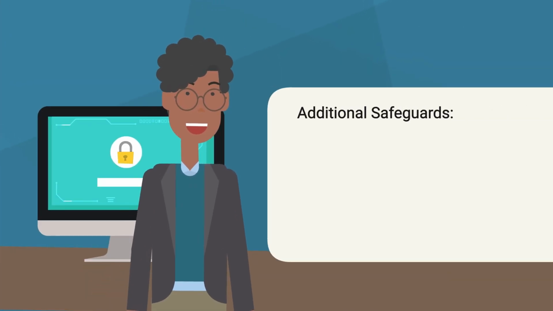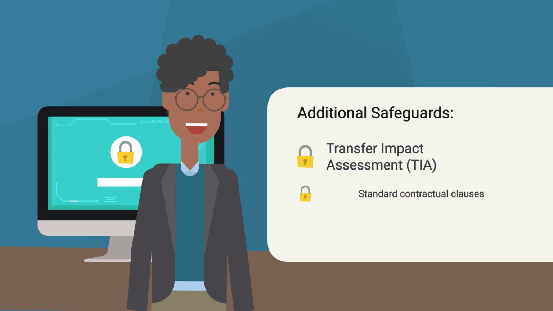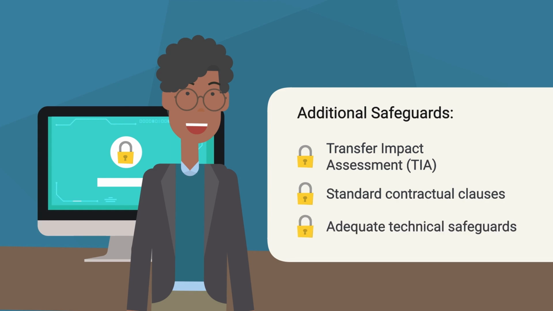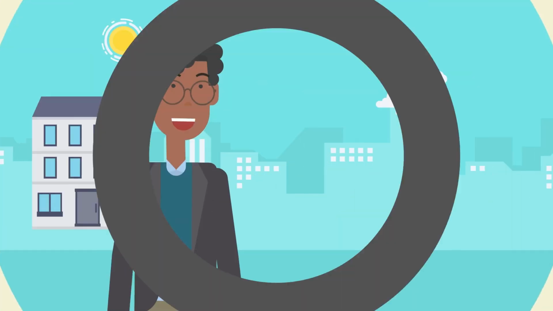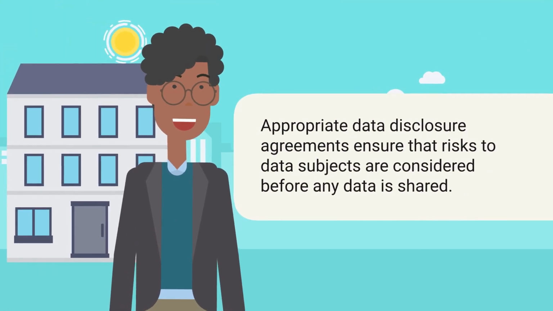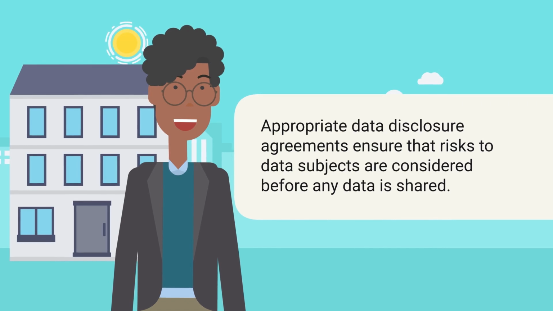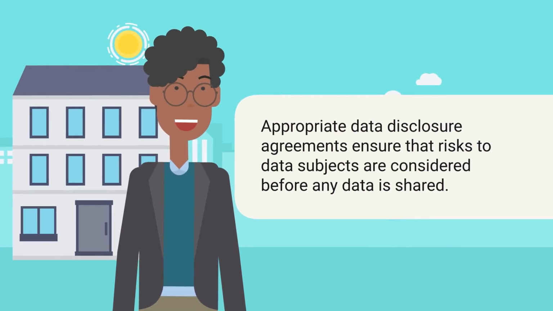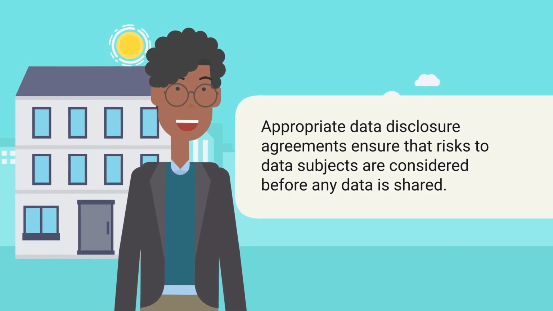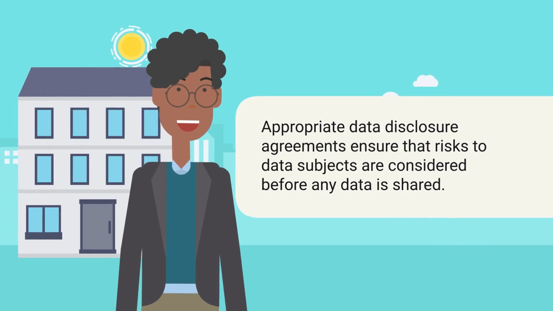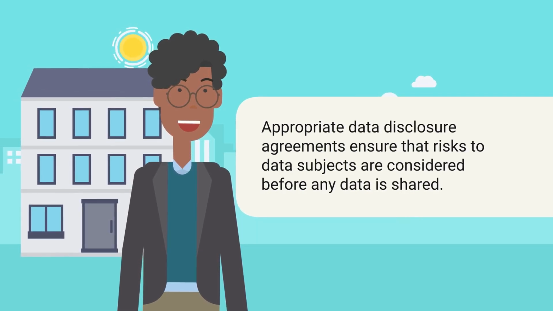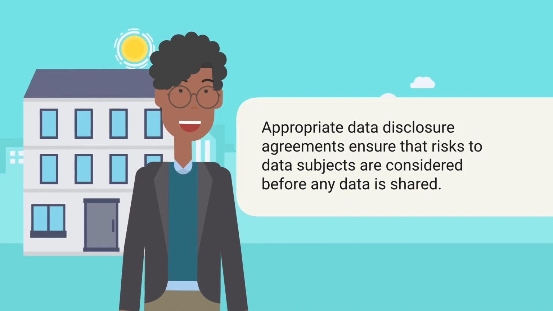Additional safeguards include completing a Transfer Impact Assessment, or TIA for short, incorporating the standard contractual clauses into the agreement, and ensuring that adequate technical safeguards are agreed upon. By understanding the role of an organization in data processing, the necessary safeguards, including the appropriate data disclosure agreement, may be put into place to ensure that the risks to the data subject have been considered before any data is shared.